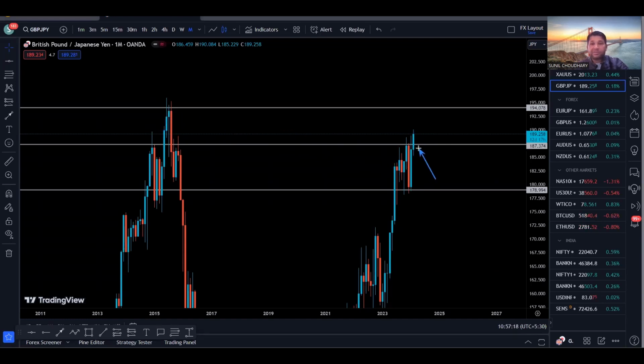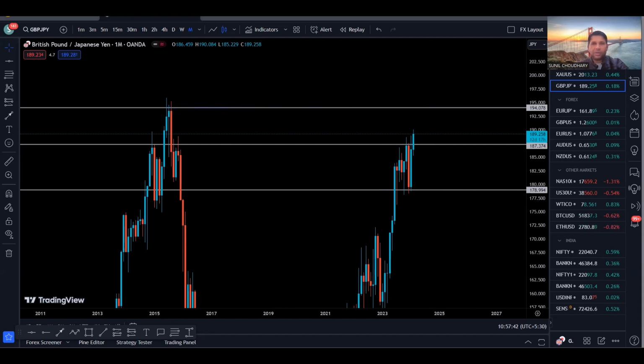Now a lot will depend upon how we get the monthly candle close. If we get the monthly candle close the same as how we see it now, then there will be very high probability for the price to fill this range on the left hand side. But if we close bearish below this level, then this will confirm the resistance, and there will be higher probability for the price to go down to the support, which is right here. So that is something on the monthly time frame.